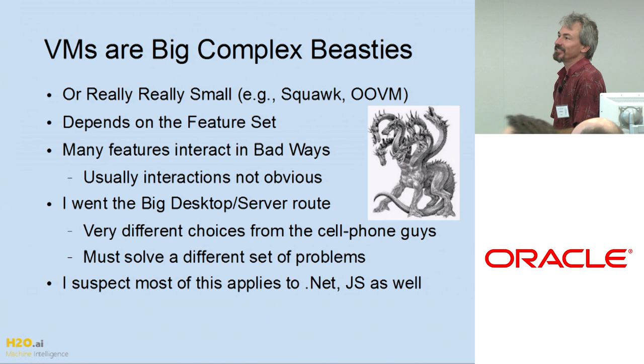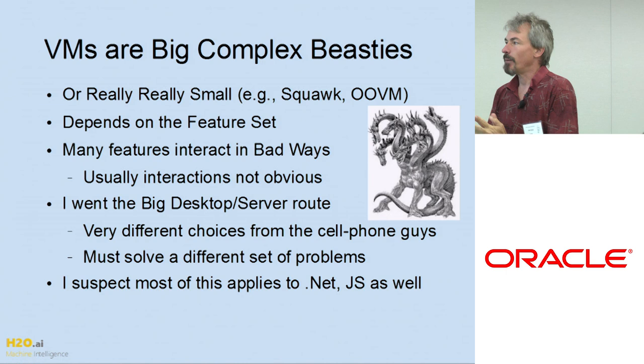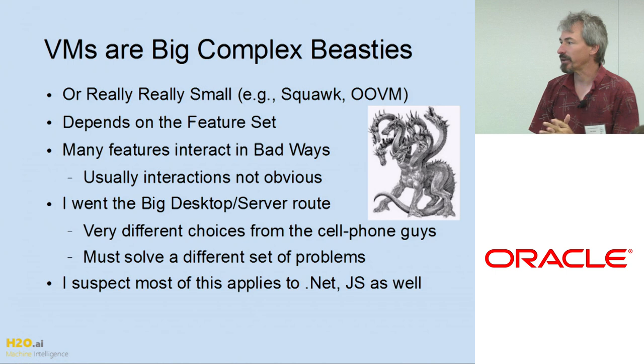Okay, some choices to make. So VMs are big, complicated beasties, or maybe not. Maybe they're really, really small and tiny things. And it kind of depends on your feature set. And many of the features that go into JVMs interact in bad ways that bring out the complexity. And the interactions are often not obvious coming in. I went the big desktop server route. But it turns out to be very different choices from, I'm going to say, cell phone guys. This is the dated topic. It's something small form factor embedded.